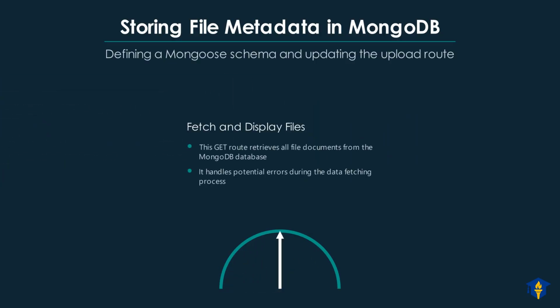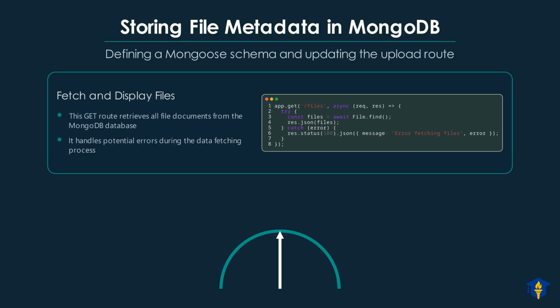Now, let's create a route to fetch and display the files, retrieving their metadata from the MongoDB database. This GET route retrieves all file documents from the MongoDB database. It handles potential errors during the data fetching process. This code defines a GET route to fetch all file entries stored in your MongoDB database.